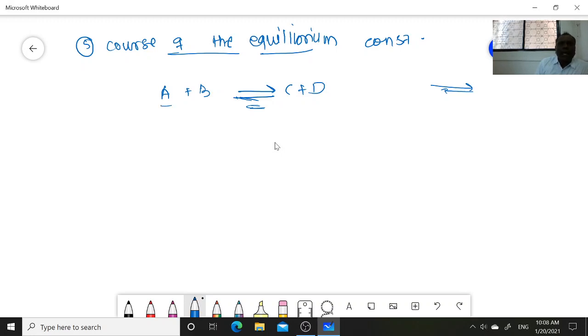Now, suppose A has some X concentration, B has some Y concentration, C has some Z concentration, and D has some E concentration, right?